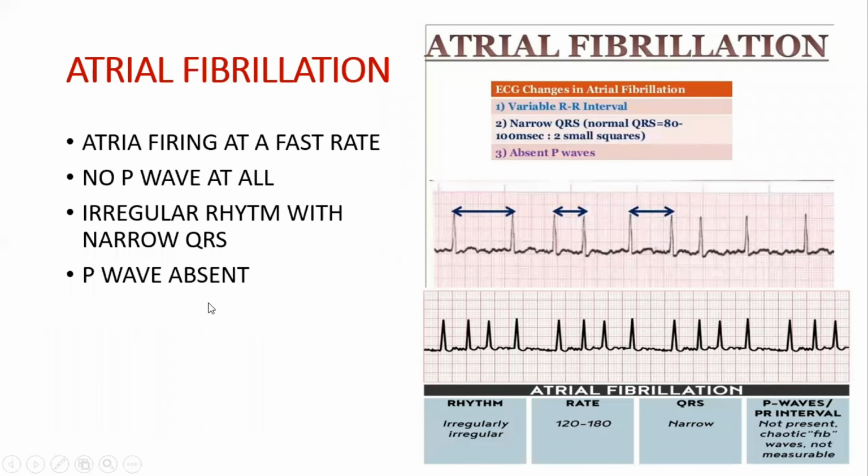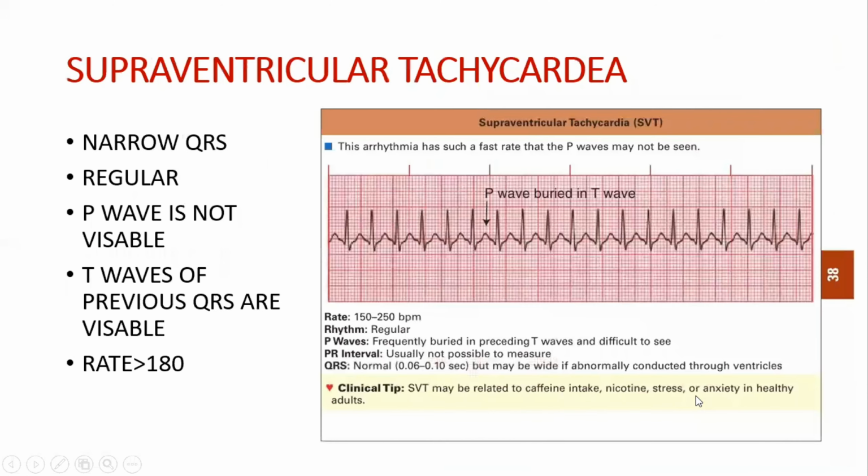Atrial fibrillation. Atria firing at a faster rate, no P wave at all. Irregular rhythm with narrow QRS, and P waves are absent. So variable RR interval with narrow QRS and absent P waves. Rhythm is irregularly irregular. Rate is 120 to 180, and P waves or PR interval are not present. Chaotic fibrillatory waves are present, which are not measurable.